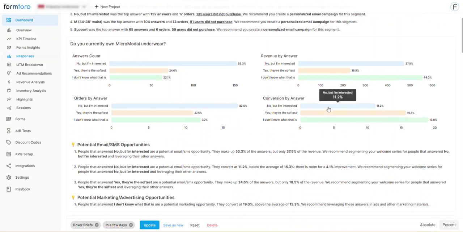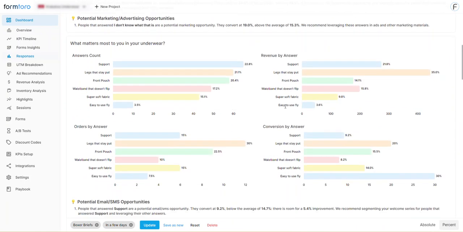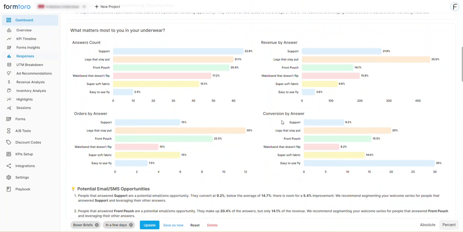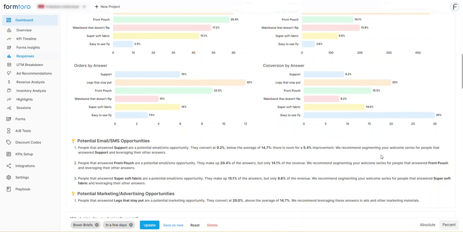So no, but I'm interested drops even lower here to like 11%. So that's definitely a gap for people that were looking to purchase in a few days that haven't been able to pull the trigger. These guys probably need another email talking about what micromodal is and how to better accomplish that. You can take a look at these guys as well, and we can see where there are other abnormalities, whether it's support or waistband. They drop off from the standard here.